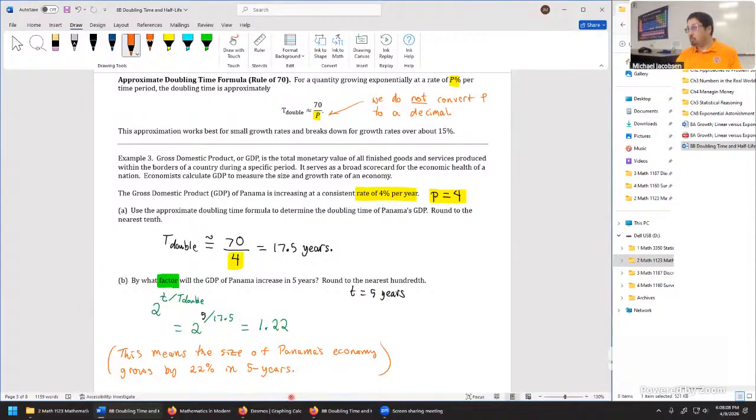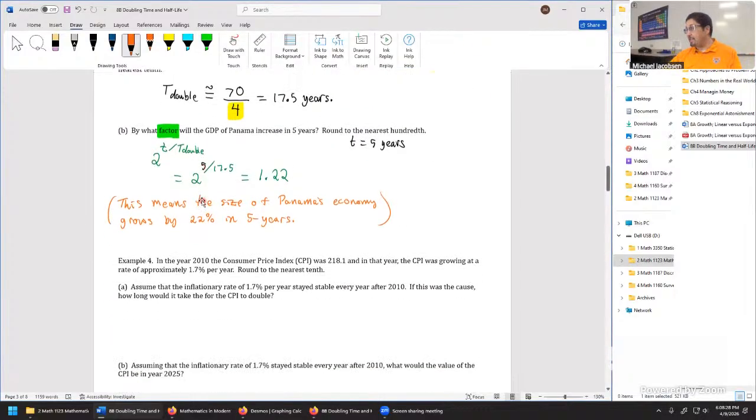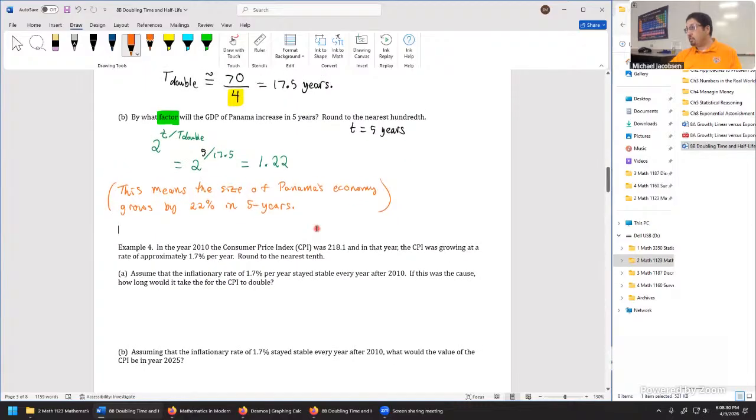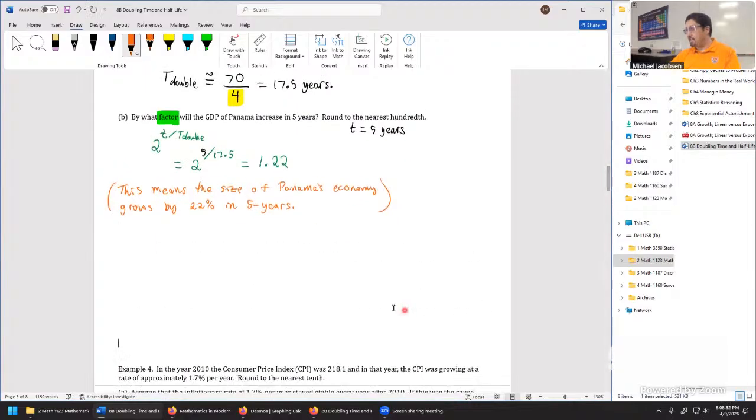Okay, again, this question is weird in the sense that they didn't tell us what the GDP even was for Panama. We're just wondering how much it's growing by. We don't know what its new value is going to be. But plenty of the questions do want us to calculate a new value based on some initial value. So let's see what's going on in the next context. For example 4, I think we can put this on the next page.